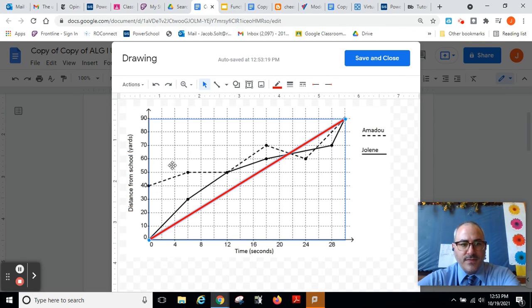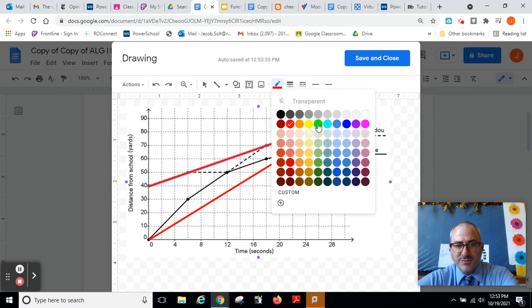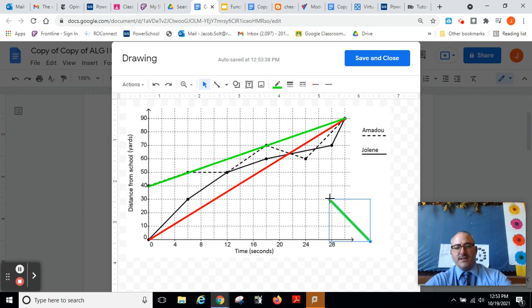Let me do Amadou now. This is where Amadou started. This is where Amadou ended. All right, I got to draw a line. You can imagine this in your mind. All right. There's Amadou's line. Let me give it a different color. Amadou's going to be green.